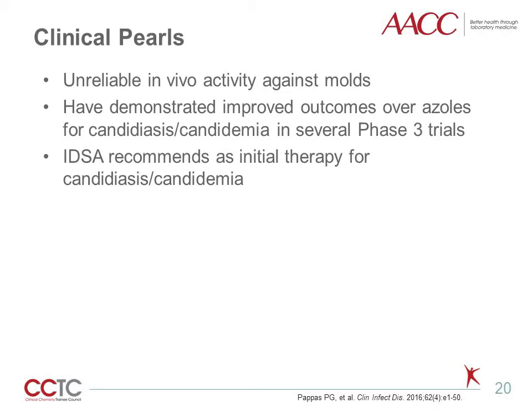As mentioned, although they demonstrate some in vitro activity against Aspergillus species, the echinocandins should not be used for the treatment of aspergillosis in the clinic. Additionally, they have demonstrated improved outcomes over the azoles in the treatment of candidiasis and candidemia, most recently with caspofungin over isavuconazole. This improved efficacy, along with their lack of toxicity and the increases in azole resistance among Candida species, have made them the mainstay of therapy for invasive candidiasis. The IDSA recommends echinocandins as initial therapy for candidiasis and candidemia.